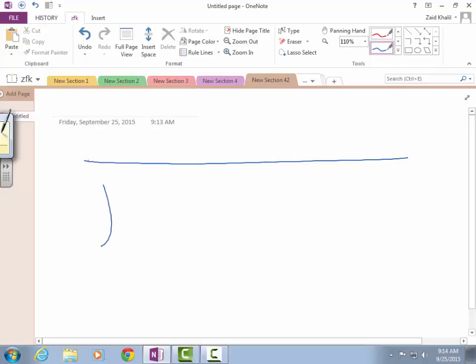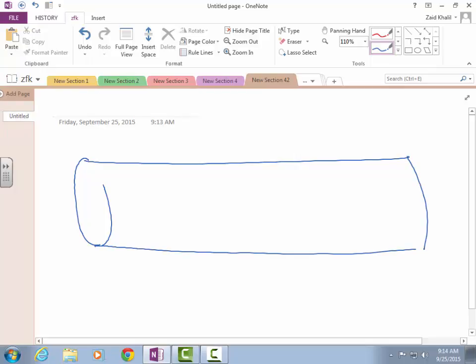I don't know what you would call this thing, like the cigarette roll or whatever. It's like the pumpkin roll. I don't know what you'd call it. The log, the Yule log. That's right. It's the Yule log.